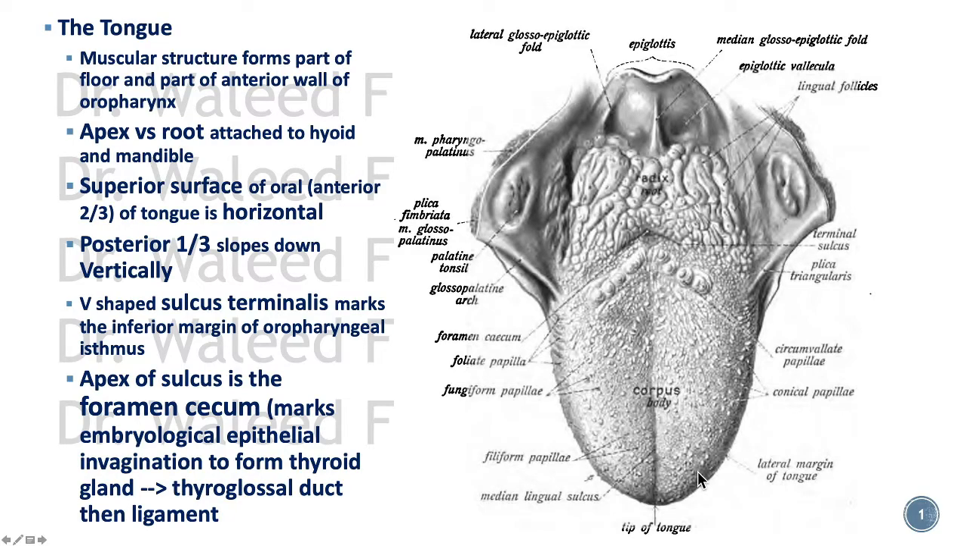Now this is the apex of the tongue, and the part we'll see of the geniohyoid is the root of the tongue, the part that attaches to the hyoid bone too.